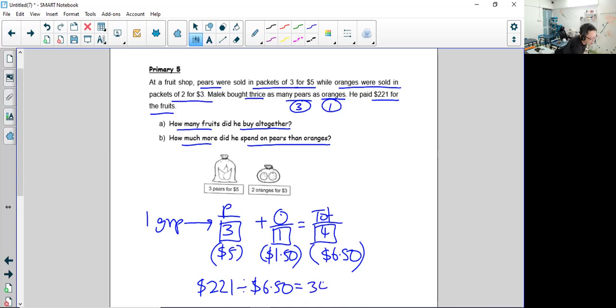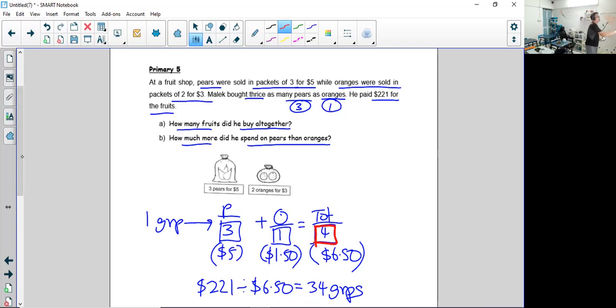34 groups. Yeah, and that is a very important number, because if you have 34 groups, then you can use that to solve the problem already. So how many fruits did he buy altogether? Then you go back to one group and look for the same kind. So what is the same kind? If you look at one group, what is the total number of fruits? That is the total number of fruits in one group.